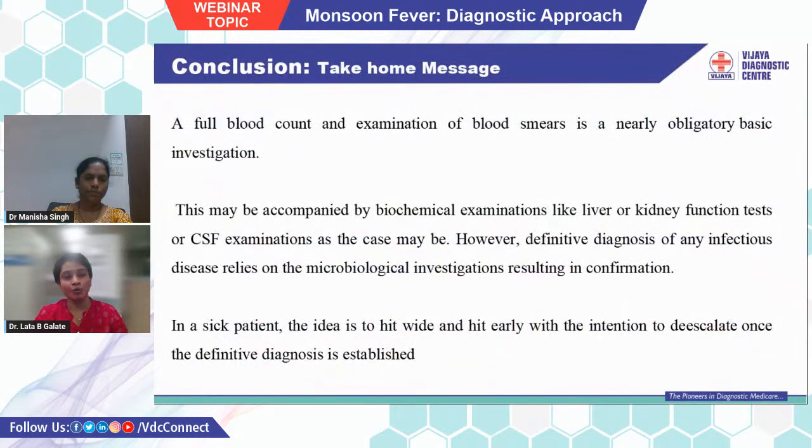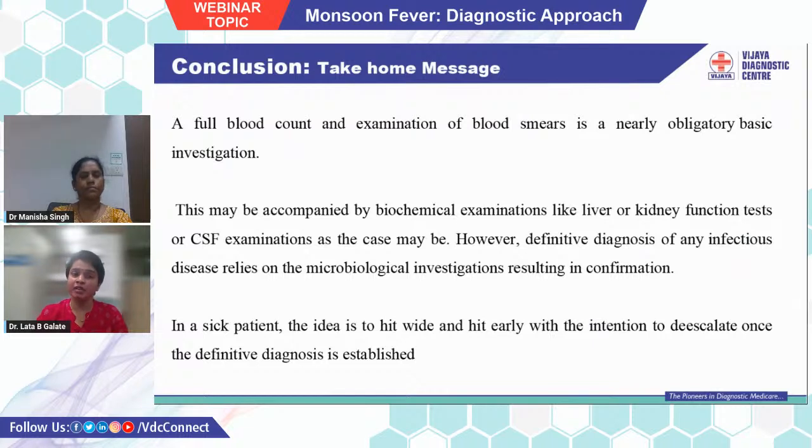So to conclude, though prevention is the best thing, if someone comes to the OPD to the physician with these fever spikes, one has to advise the basic investigations, which will help us reach a differential diagnosis for specific diseases.